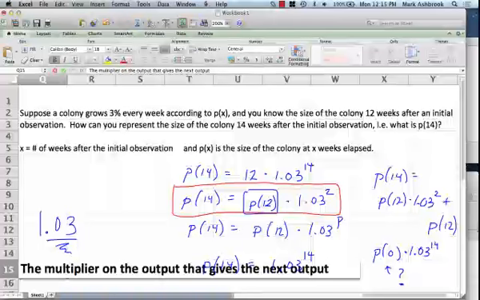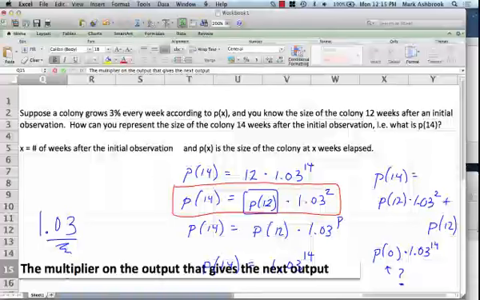If we multiply P of 12 by 1.03, what do we get? The next output, P of 13. But we want P of 14, so what do we do? Multiply it by 1.03 again. So we're multiplying P of 12 by 1.03 twice, and that will advance the output twice. And we get the output, P of 14.